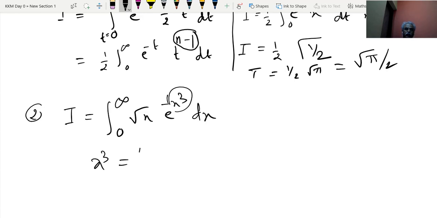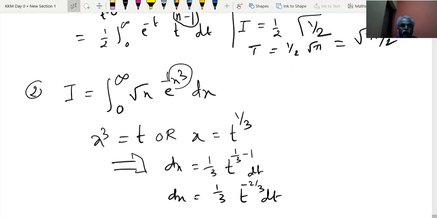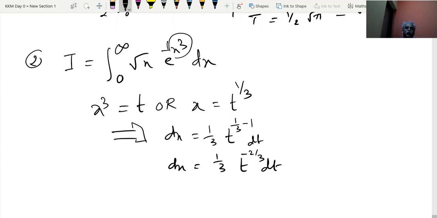Let x cube equal to t. Immediately you write x equal to this raised to 1 by 3. This implies dx equal to 1 by 3 t raised to 1 by 3 minus 1 dt, that is 1 by 3 t raised to minus 2 by 3 dt. So that the pitch is ready now. You have to substitute in terms of t. Needless to tell that x equal to 0, t equal to 0, x equal to infinity, t equal to infinity. I is t equal to 0 to infinity.